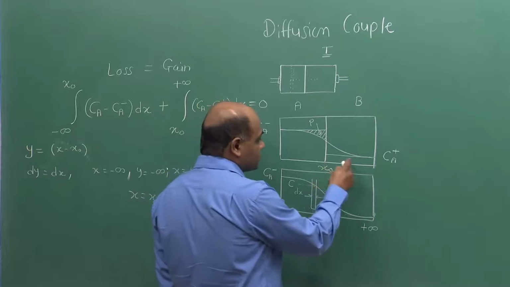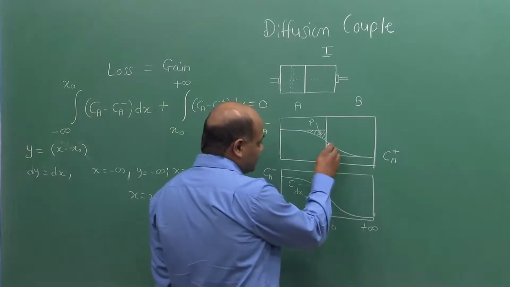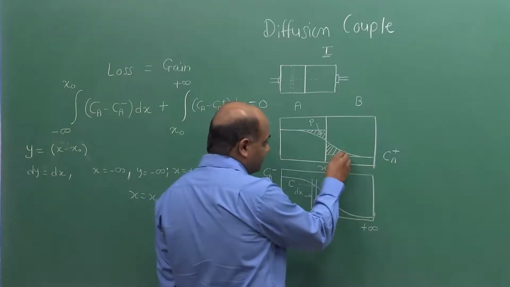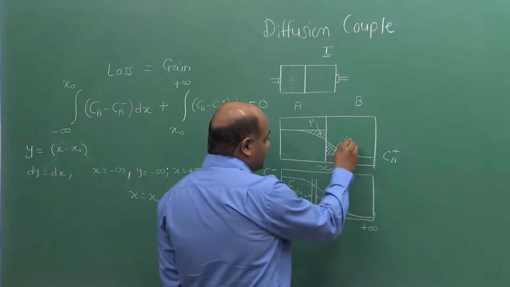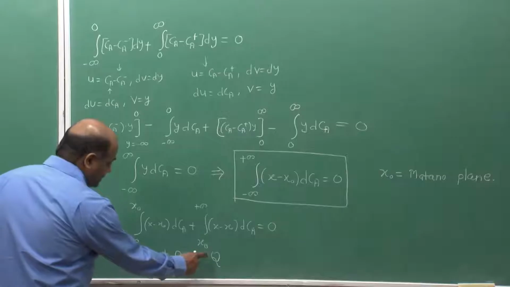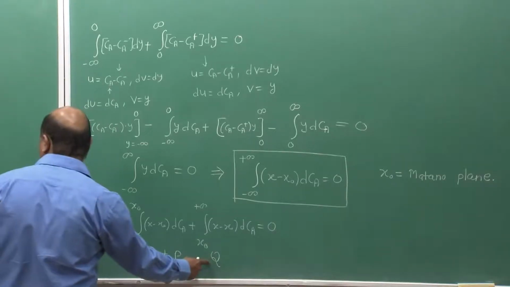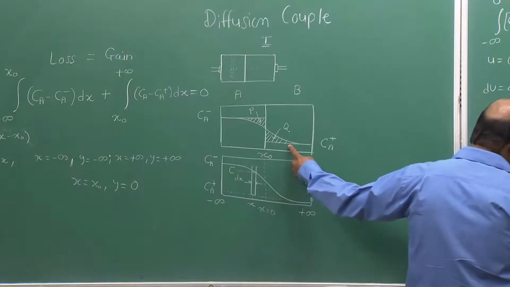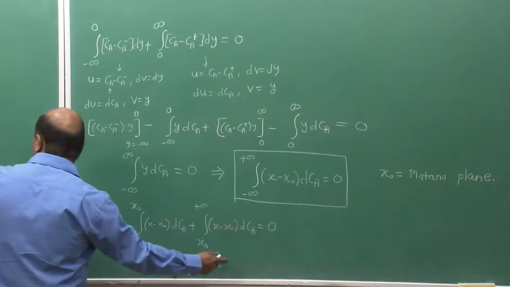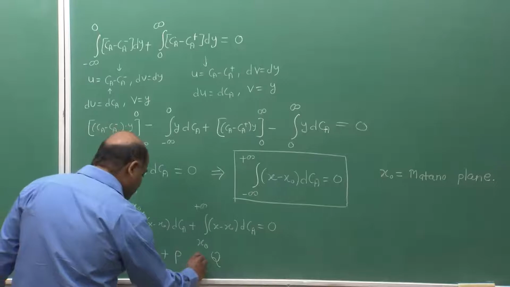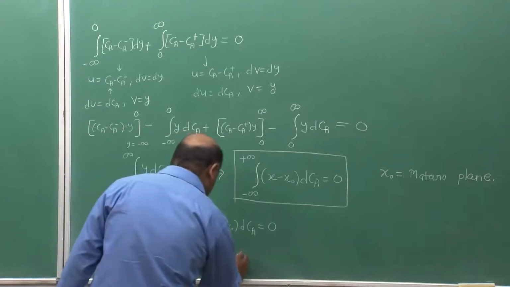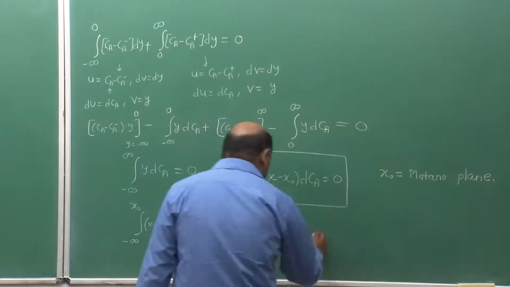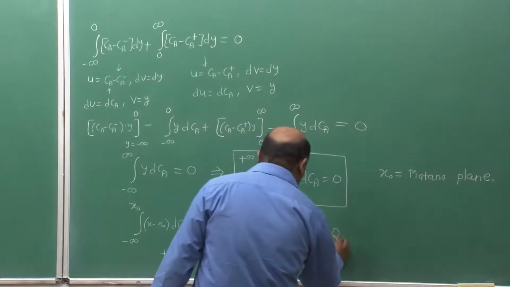So, x naught to plus infinity. So, it represents this area, let us call this as Q, and the sign of the area would be: x minus x naught is positive on the right side and dCA is still negative. So, the sign would be negative. So, P minus Q is equal to 0, which means area P should be equal to area Q.